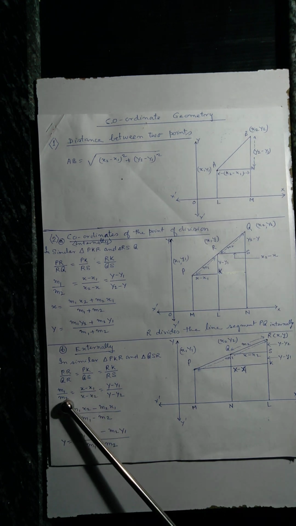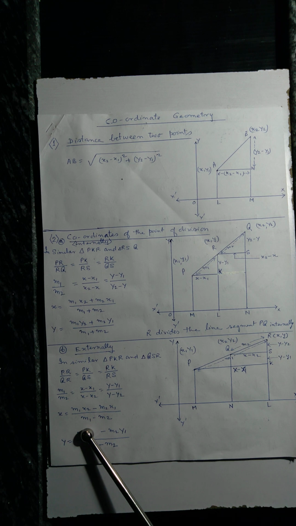Now taking the relation between the first and second of proportionality, you will find the value of x, that is the abscissa of the point R: (m1 x2 minus m2 x1) whole divided by (m1 minus m2). For the y ordinate, similarly, it is (m1 y2 minus m2 y1) upon (m1 minus m2).